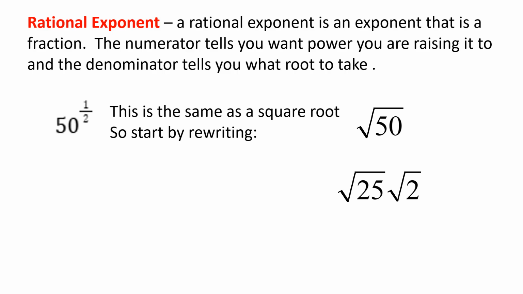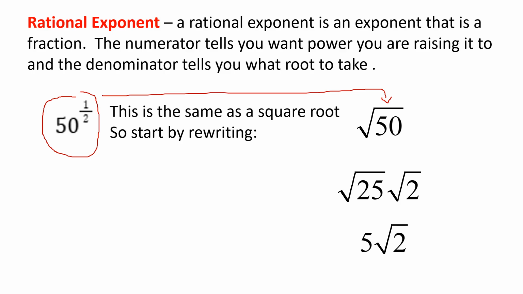So if I'm going to simplify 50 to the 1/2 power, the first step is to take this notation and write it in this notation, just because it seems a little bit more common to us. The square root of 50 can be broken down into 25 times 2, but the square root of 25 is 5, so this becomes 5 square root of 2.